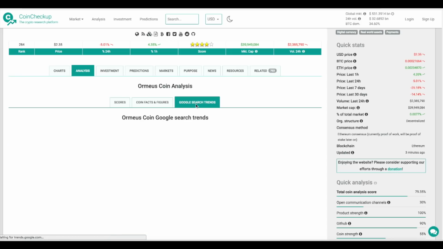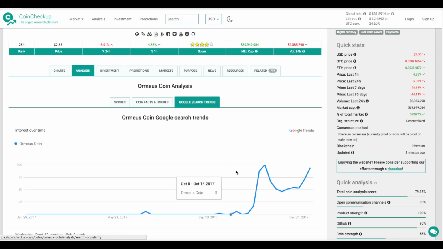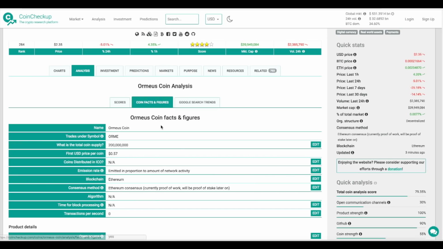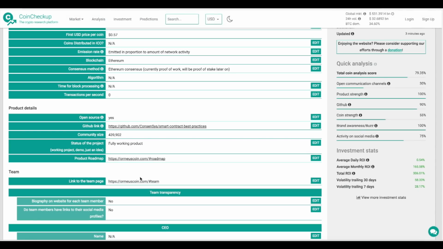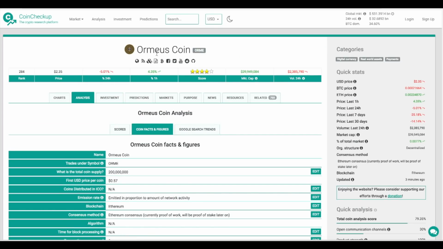But you could even see, look at this, Google search trends right here. That's very impressive to have Google Trends built into this website, coin facts and figures. You can see this is great. I mean, there's a lot of stuff. They got the team. You can click straight to the team page if you wanted to know about this. And I've never even heard of this product or this project, but you see how it's linked there. Also, look at this. They got the website, blog, Bitcoin Talk, Facebook, Twitter, YouTube, Reddit, GitHub. I mean, all that's right there.